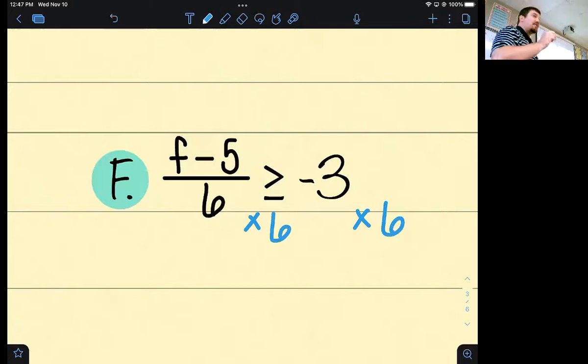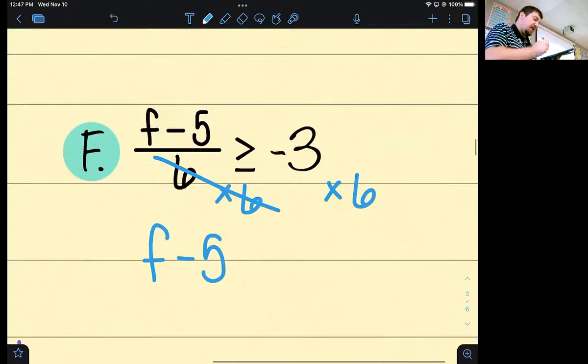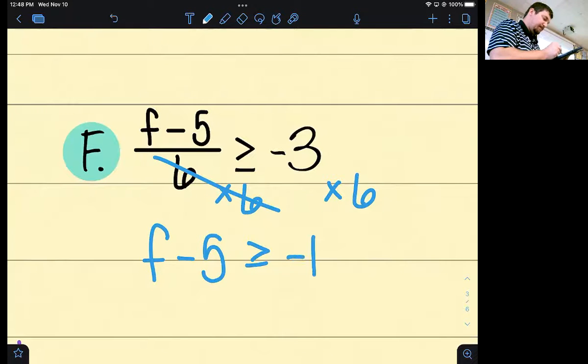Now, last chapter, I saw a lot of people timesing 6 to the F and to the 5 term. The 6's on that side actually just cancel out. Dividing by 6 and times by 6 are opposites, so they're gone. You're just left with F minus 5. On the other side, though, we are going to times by 6. And Lainey, what's -3 times 6? -18.